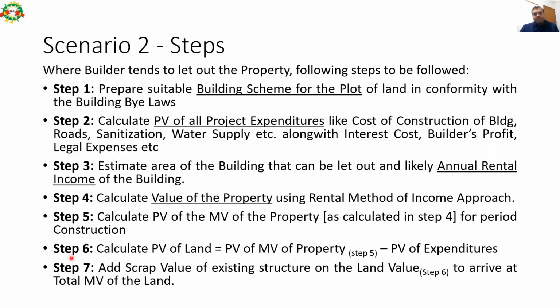So the next step will be to calculate the present value of land, which is equal to the present value of market value of property, as calculated in step number 5, minus the present value of all expenditures. Then step number 4, add scrap value of the existing structure on the land, if any, to arrive at the total market value of the land. So more or less these steps are similar to the previous example which we have discussed.